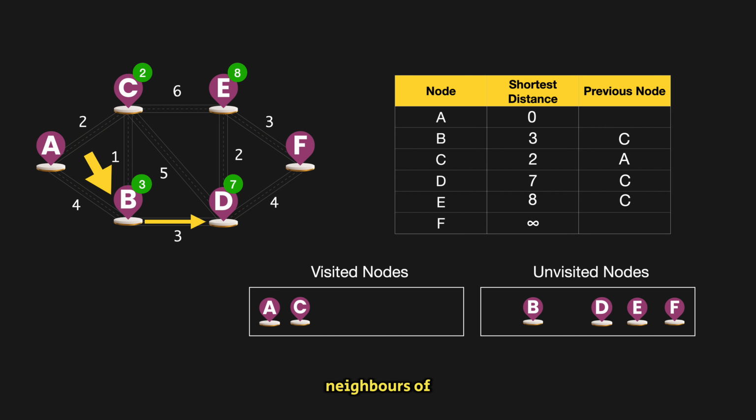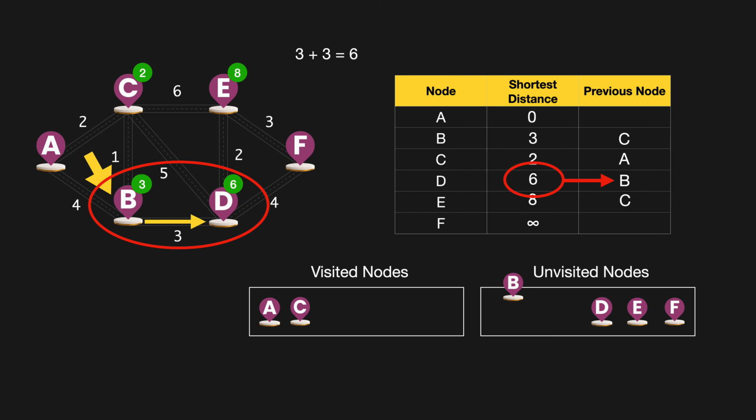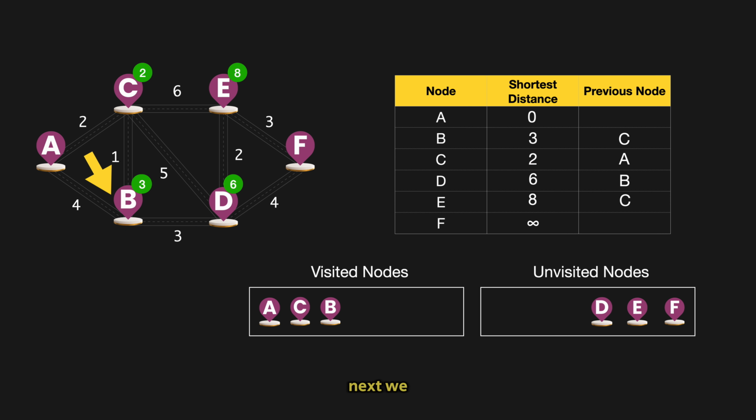We check the neighbors of B, including node D. The distance from A to D through B is 6. That's 3 from A to B plus 3 from B to D. Since 6 is shorter than 7, we update the table and set B as the previous node for D. Now, we can mark node B as visited. Next, we move to node D. Its neighbors are node E and node F.